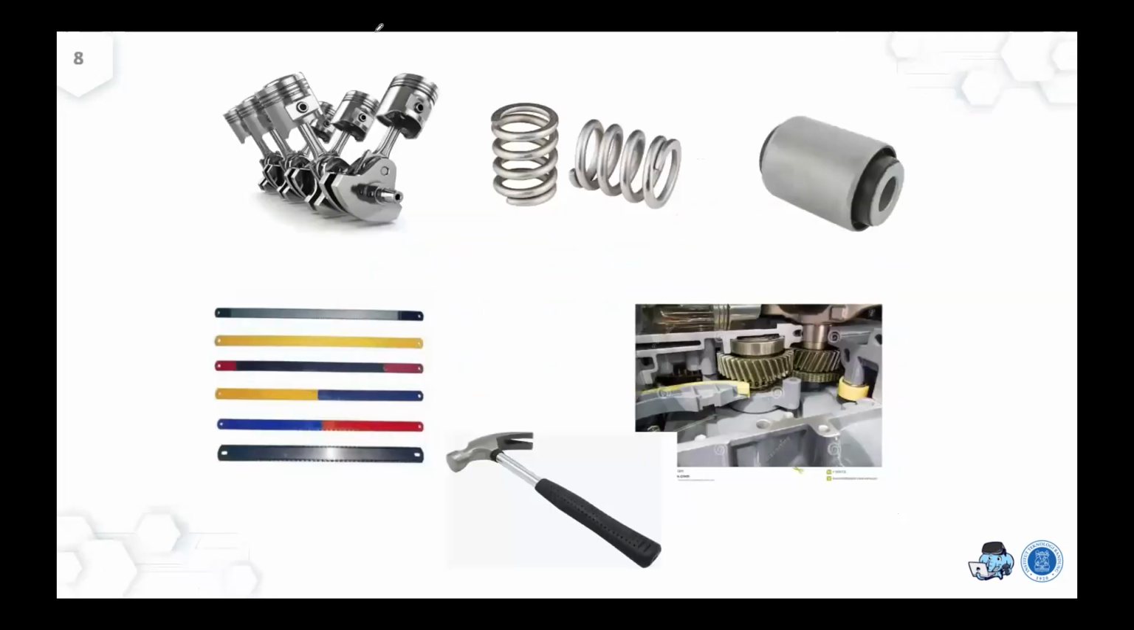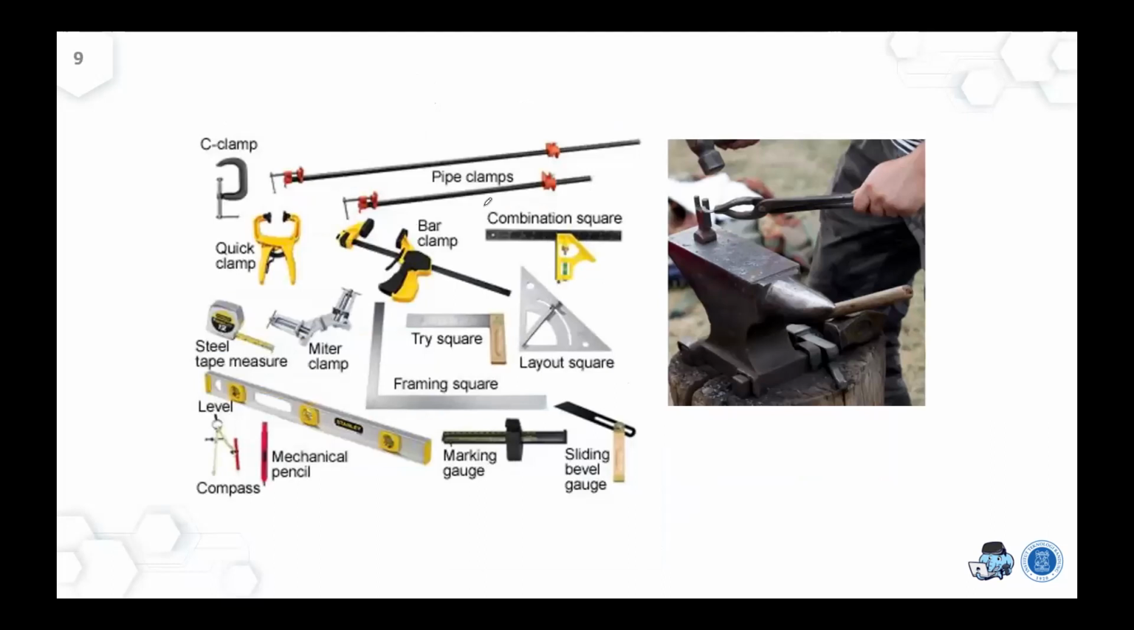And then these are pistons and springs, bushings, and all the machinery, blades and hammers and something like that. So if we have a load and it's quite strong, then we can use a medium or high carbon steel. This is a picture of blacksmith tools, like a pipe clamp, quick clamp, steel measure, and so on. So you can just see that one.